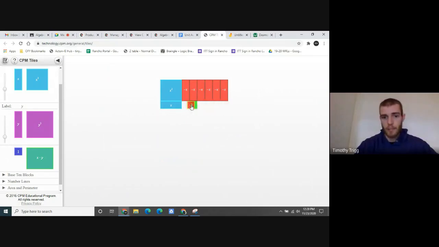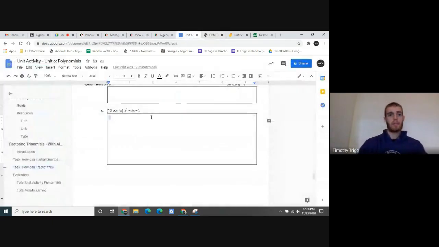Now can this fill in this gap? No. Well, what if I add another one? Now can this fill in this gap? No, now it's even worse, right? So even adding zeros to this, it doesn't look like there's any way for this single unit to fill in this rectangle, whether we add in extra x's or not. So this one's not factorable.